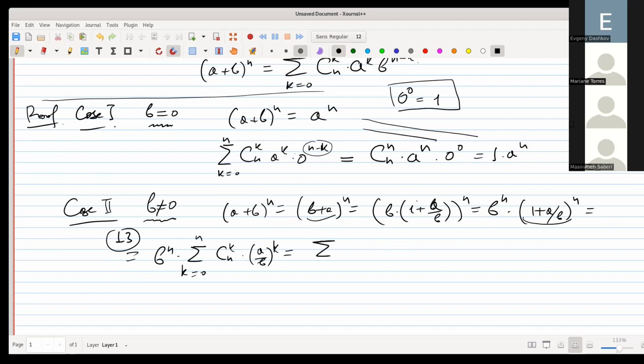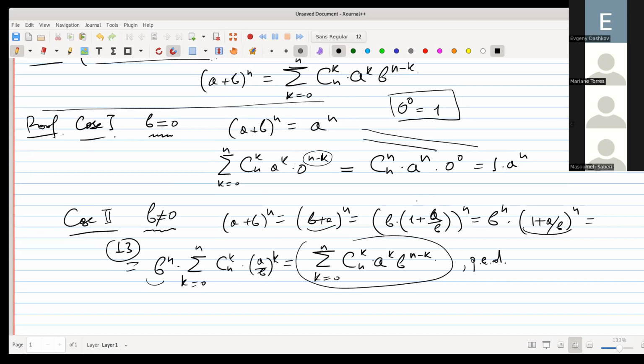Yes. If we move B to the power n into the sum, into this bracket, we will obtain n choose k, and here A to the power k and B to which power? N, of course, minus k. That's it. Quod erat demonstrandum. What is required to be proved. Is this idea clear?